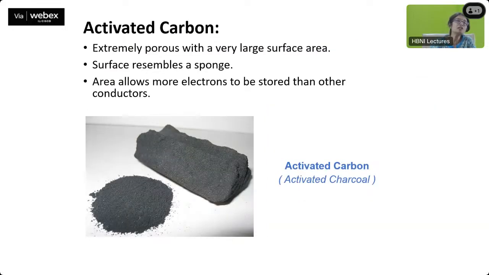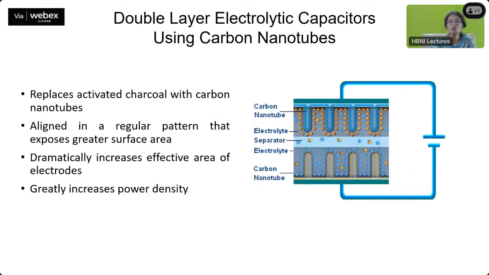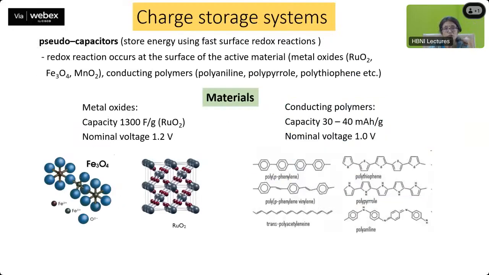Another very commonly used material is activated carbon, which is extremely porous. It has a very high surface area, and the area allows more electrons to be stored than any other conductor. So activated carbon is widely used in supercapacitors. Then you have another kind, which is the double layer electrolytic capacitor using carbon nanotubes. So you replace the activated charcoal with carbon nanotubes. As you can see over here, it is aligned in a very regular pattern and it exposes a much larger surface area. So it dramatically increases the effective area of the electrodes and so it increases the power density. So this is another way in which you can improve on the capacitance value.